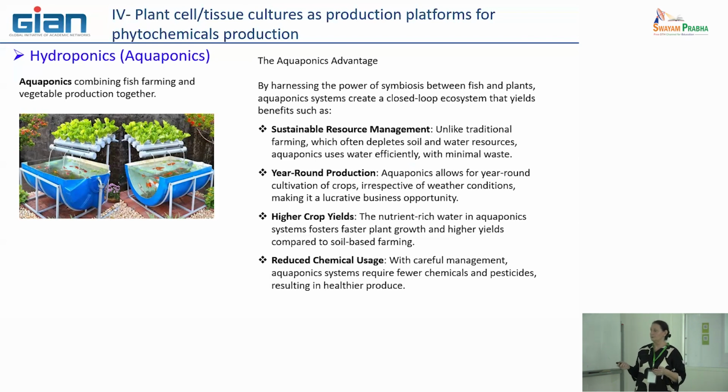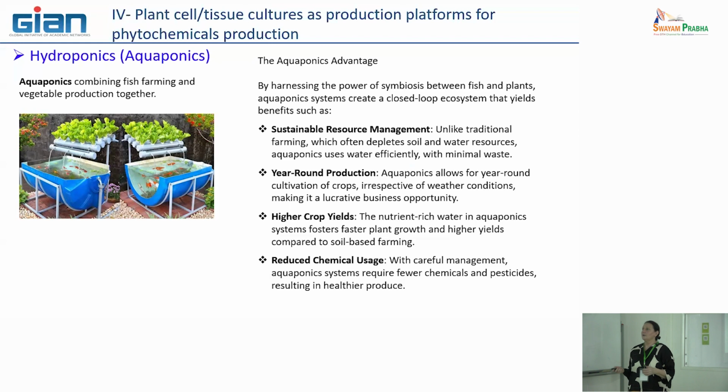Year-round production, because aquaponics allows for year-round cultivation of crops, meaning that you can make lots of harvests during the year. And it is completely independent from outside conditions, because it is completely under your own control. And this is a way of making a lucrative business opportunity, and lots of companies have taken this opportunity.